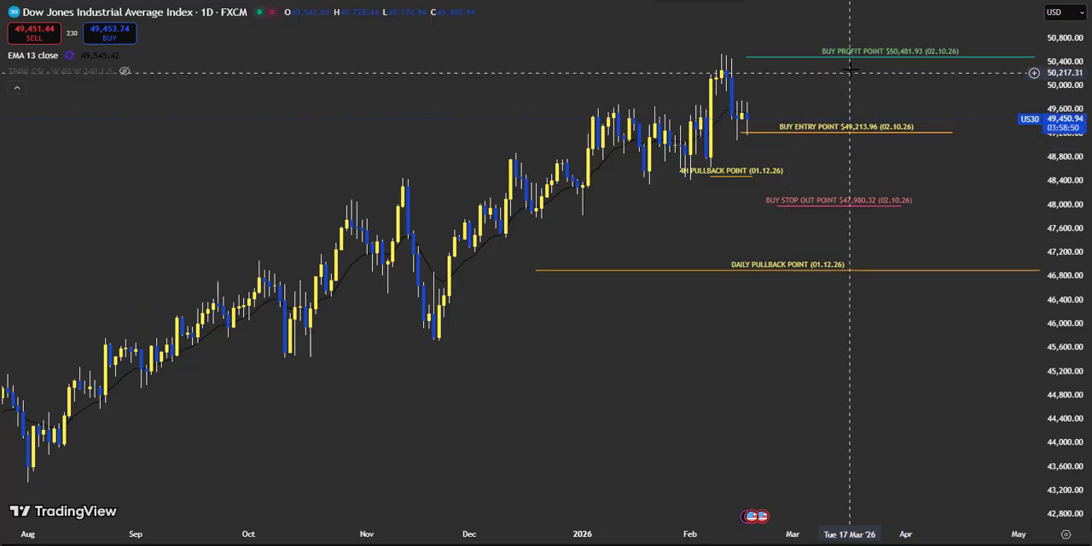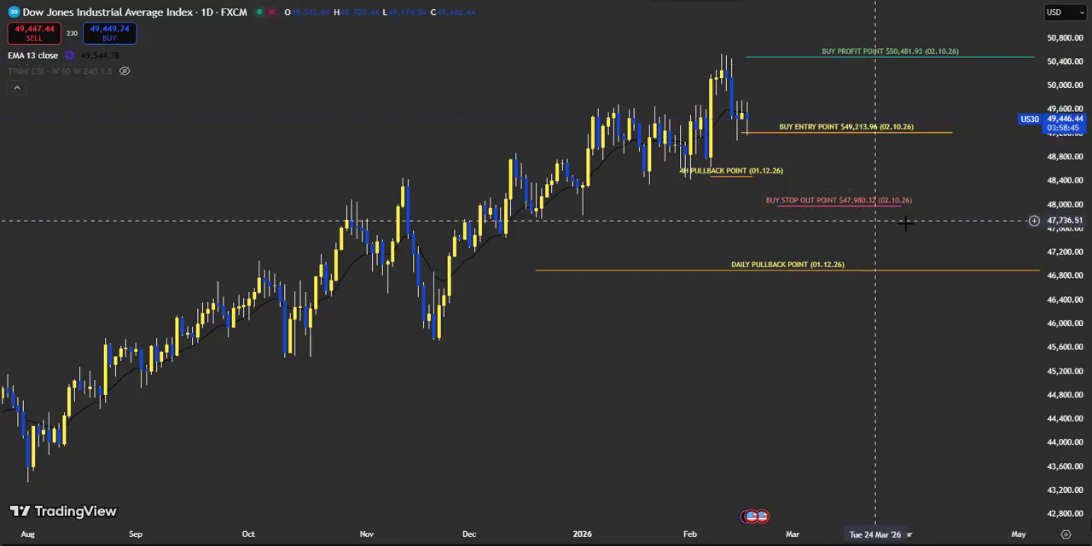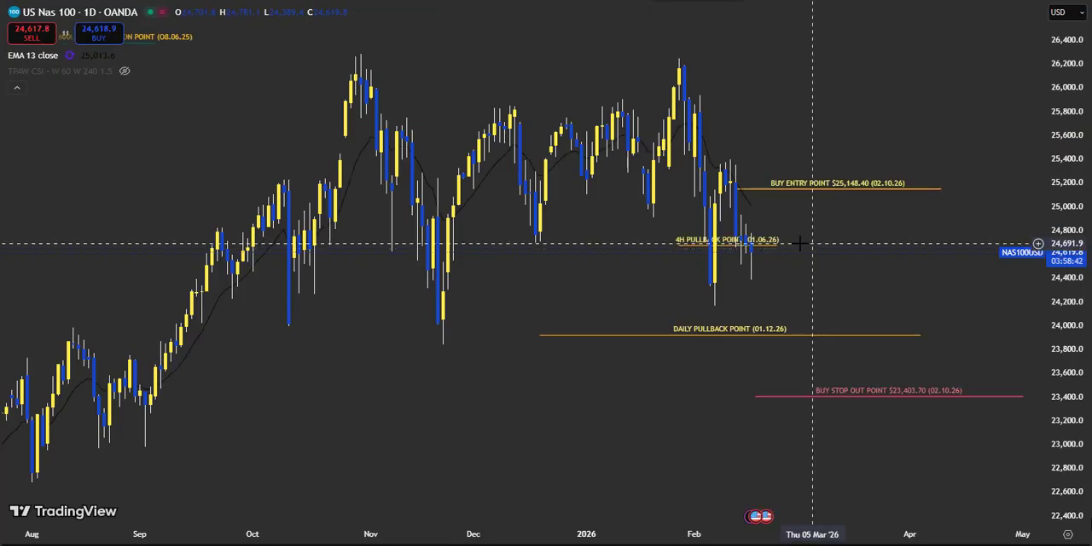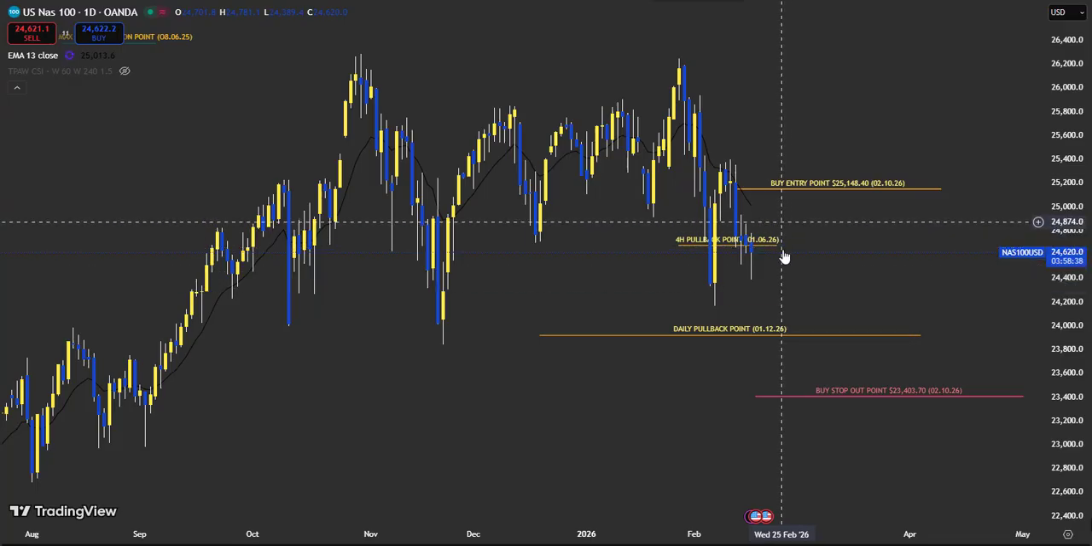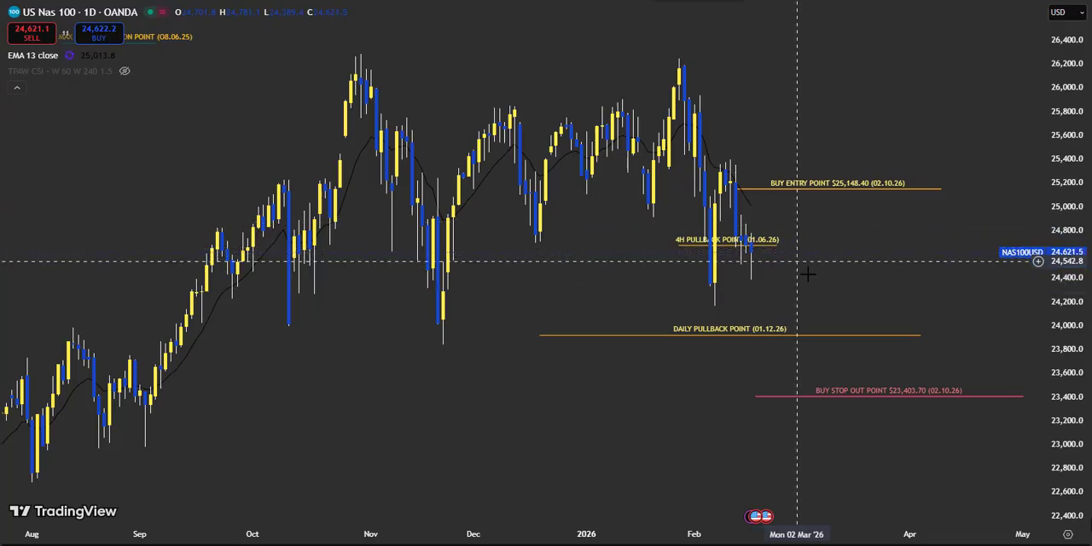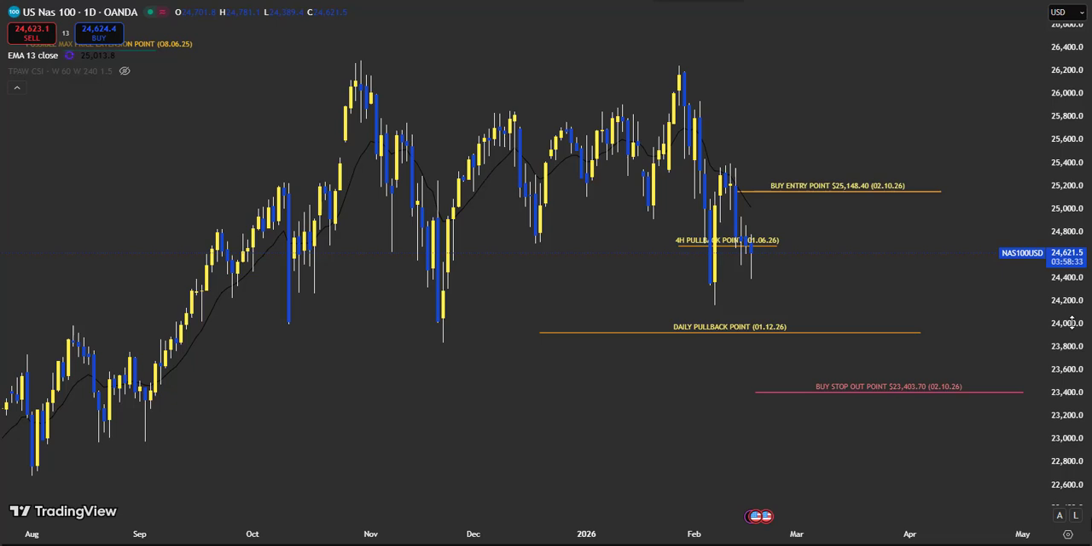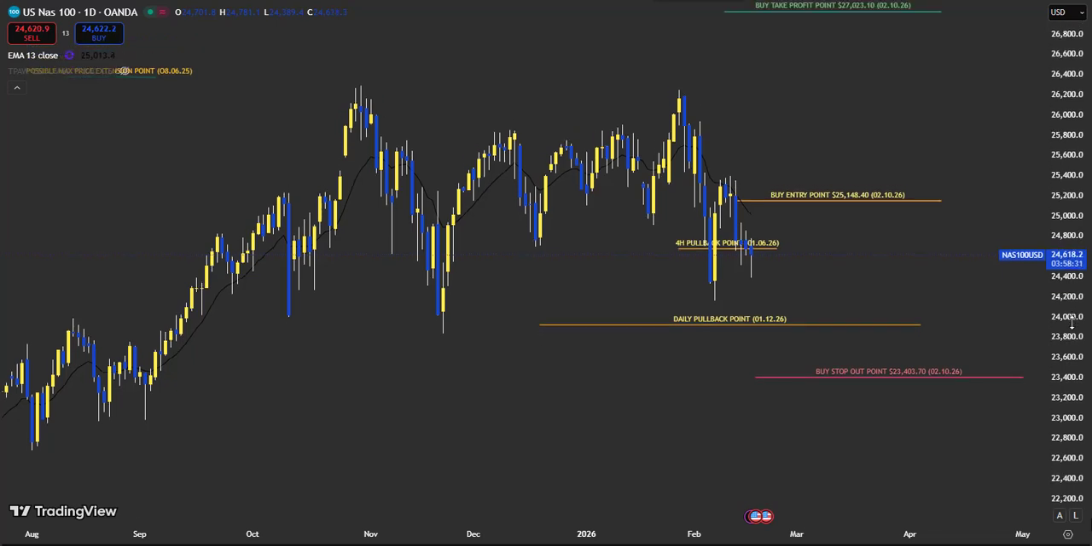Going to the Dow Jones, the US 30, price has hit our buy entry point and it is in profit. Currently, we have a take profit of 50,481.93 and a stop out of 47,980.32. The NASDAQ, similar, last week we put a buy on. It wasn't really a tight buy because it wasn't at the extremes, but it's still a legitimate trade, so we're looking to watch this play out. Let me zoom out a little bit. So our target is 27,023.10 and our stop out is 23,403.70. So we'll wait for that to play out for us as well.